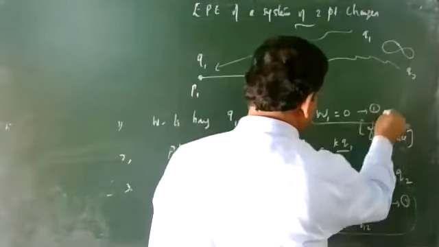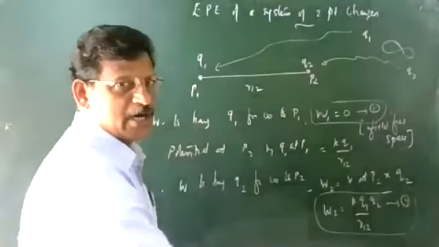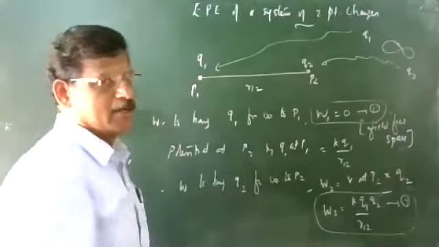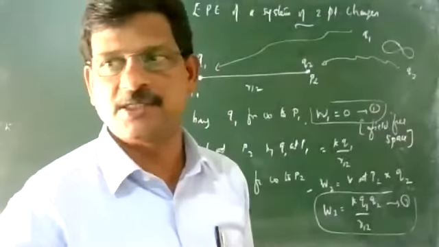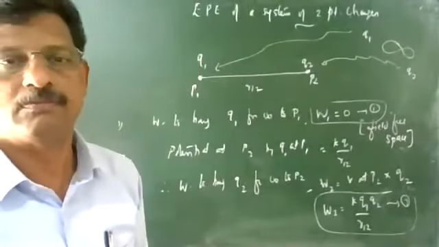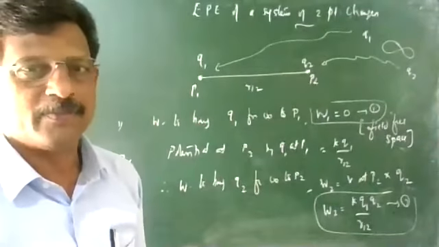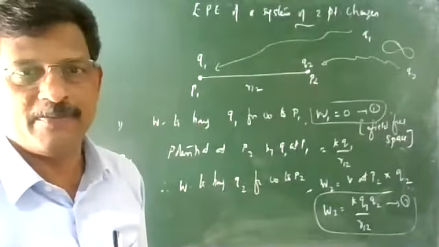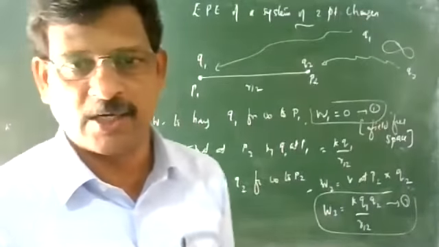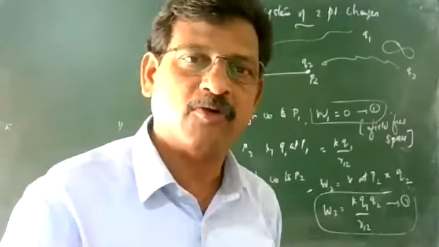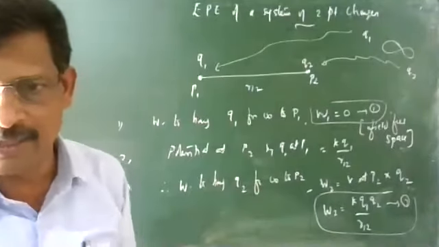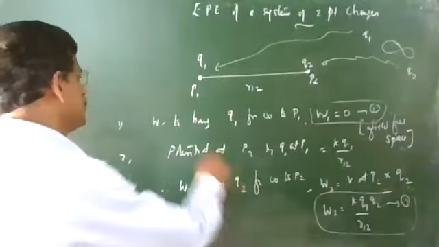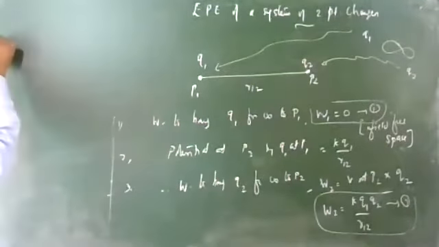Two charges have come. Charge number 1 has come to P1, and charge number 2 is at P2. They are separated by distance R12. With great effort we brought both charges to P1 and P2. For the first charge there is no work done, but you have to do work done for the second charge. So that is the total work done to arrange them at their positions.